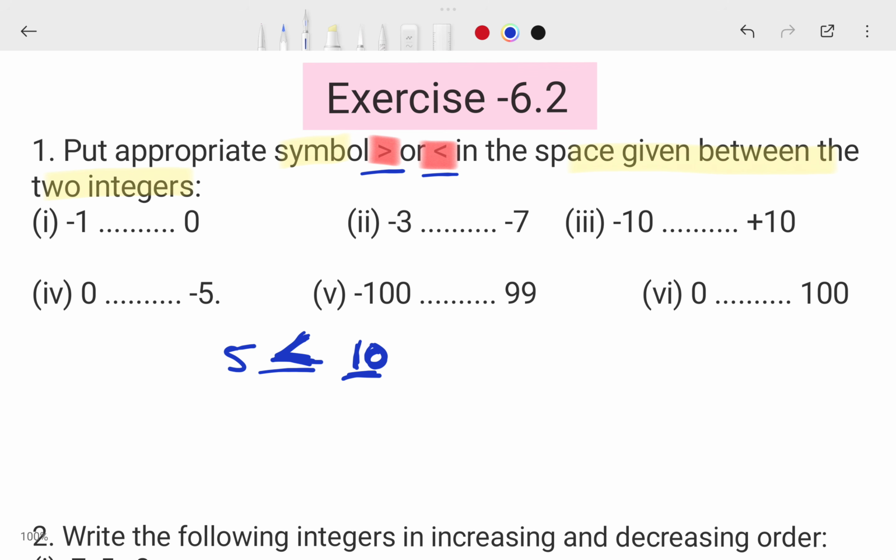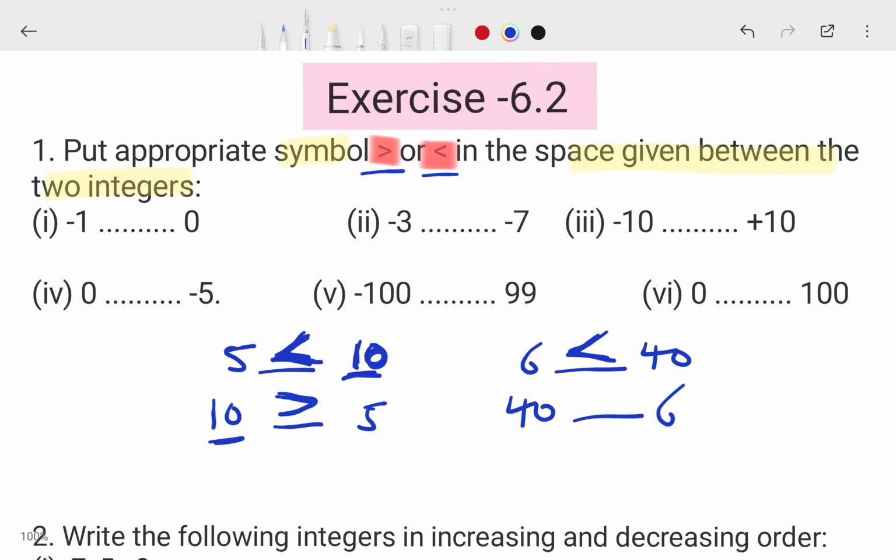Let's suppose this 10 is here and the 5 is here. Which is greater? 10 is greater, so the mouth will be turned like that. The mouth will open only toward the greater number. Let's suppose this is 6 and this is 14. Of course 14 is greater, so the mouth will be in that direction. Between 40 and 6, 40 is greater, so the mouth will be like that. I hope you understand this.